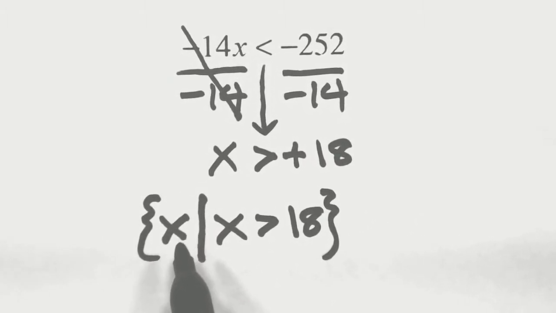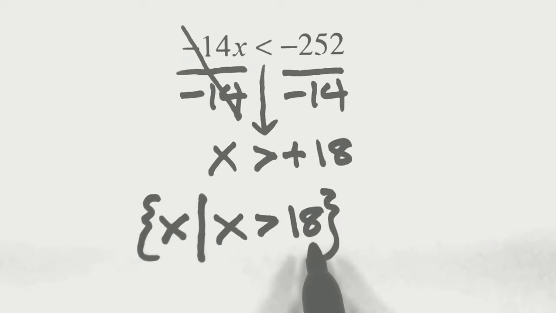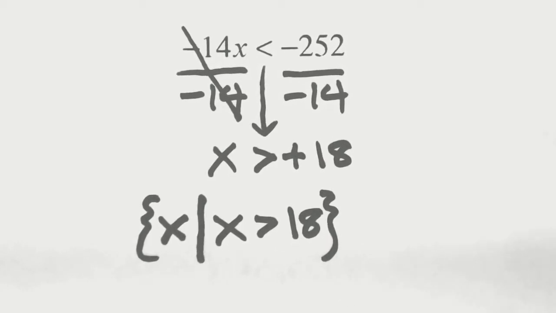And remember, how you would verbalize this is the set of all the values of x such that x is greater than 18. Now remember here, since x is strictly greater than 18, 18 would not work because there's no equal bar here. Anything slightly larger, 18.1 would be fine, and values up from there.